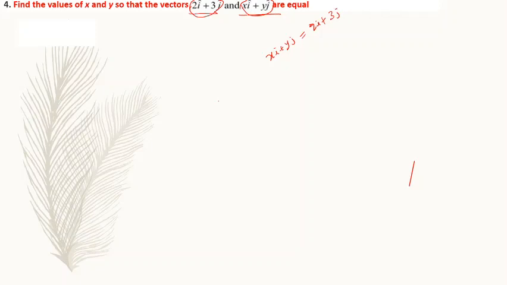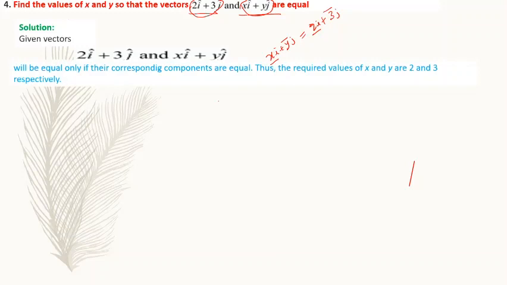We know this. It's a very silly concept, I feel, which you already know clearly. So for any two vectors to be equal, what's the condition? Corresponding elements should be equal. Therefore here x is equal to 2, y is equal to 3. It's finished. So the required values of x and y are 2 and 3 respectively. This is the way we find it.